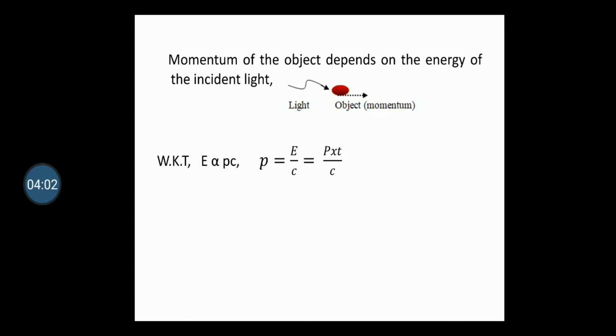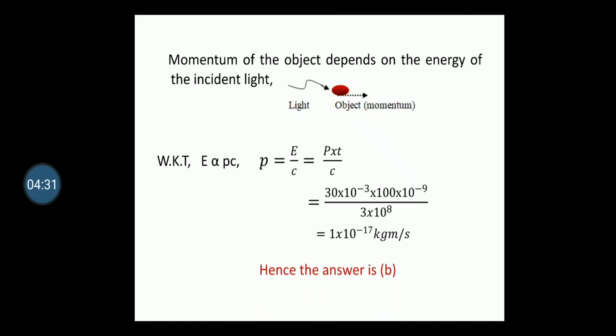We know that energy of the radiation is not given directly, it is given in terms of power of the pulse and its duration. Hence, energy is nothing but power into time. We substitute the values for power of the radiation and time duration of the pulse and the velocity of the light. Our answer is 1 into 10 raised to minus 17 kg meters per second. Hence, the correct option is B.